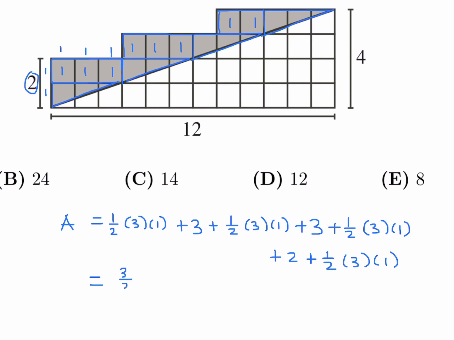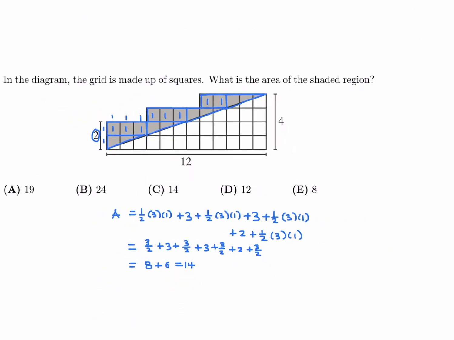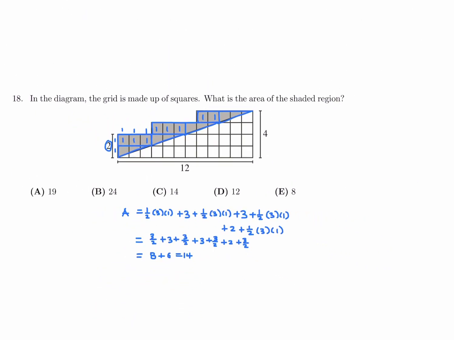So this looks like 3 over 2 plus 3 plus 3 over 2 plus 3 plus 3 over 2 plus 2 plus 3 over 2. So this adds up to, let's say, 3, 3, and 2. That's 8. 3 over 2, four times, that looks like 6. So that's 14. So there you go. Number 18, the answer is 14, and that would be choice C.